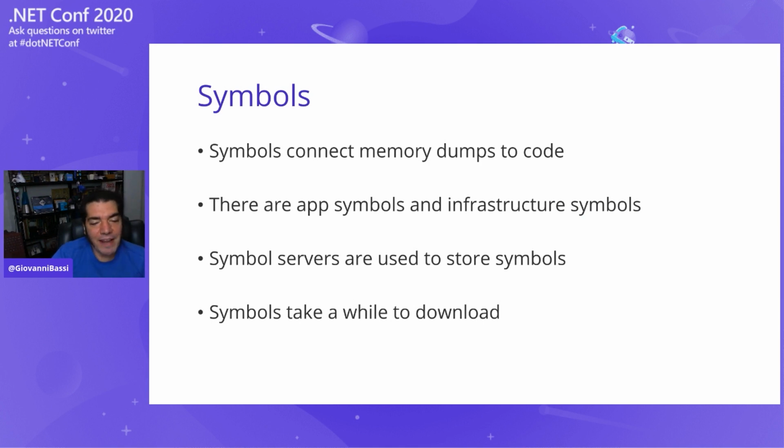You can have application symbols and infrastructure symbols, which is what I'm calling them here. These are usually the Windows symbols for Windows APIs and the .NET libraries. They are what I'm calling infrastructure symbols. And you also have your application symbols. Microsoft publishes their symbols on a symbol server that you can download freely.